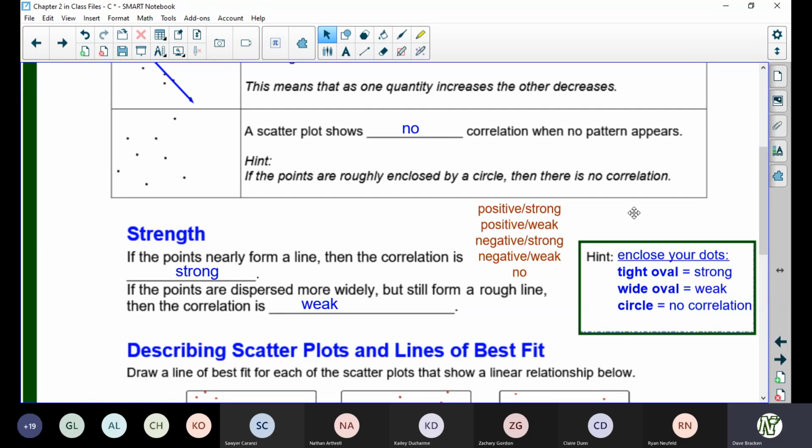As soon as you have positive, it's up to the right. As soon as you have negative, down to the right. Strong, the points are tight together. Weak, they're spread out. And no correlation.